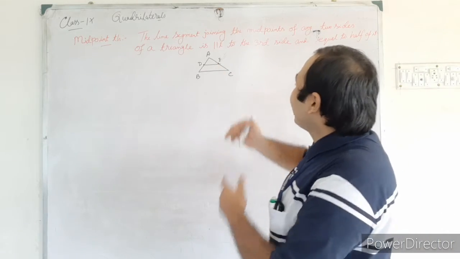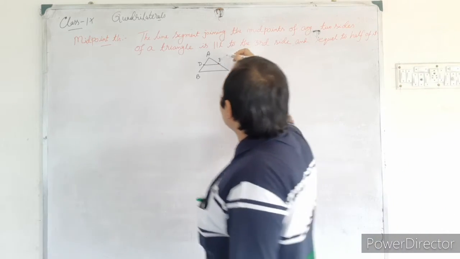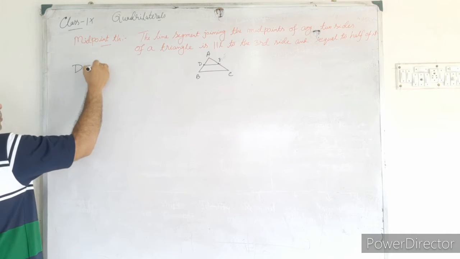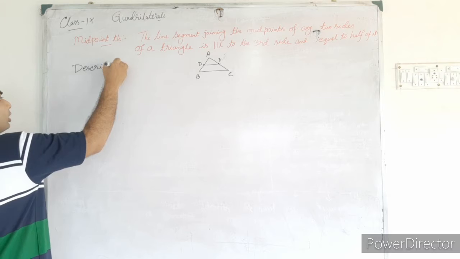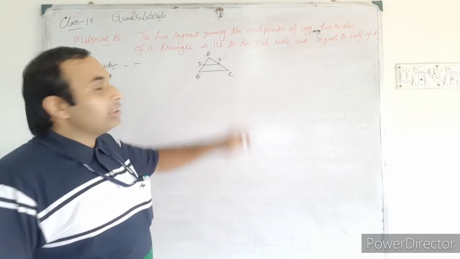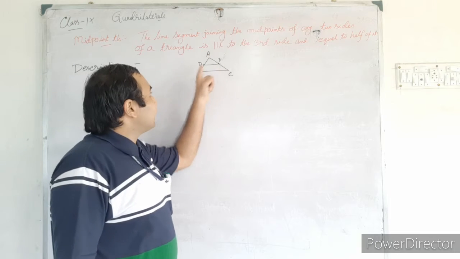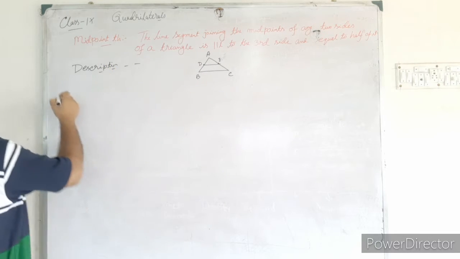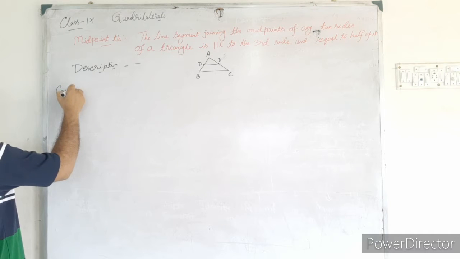Here, one construction is needed. First of all you will write the description. I am not writing the description, but here you will write: let ABC be the triangle, D and E are the midpoints of the sides AB and AC, like this you will write. So now let us do the construction.